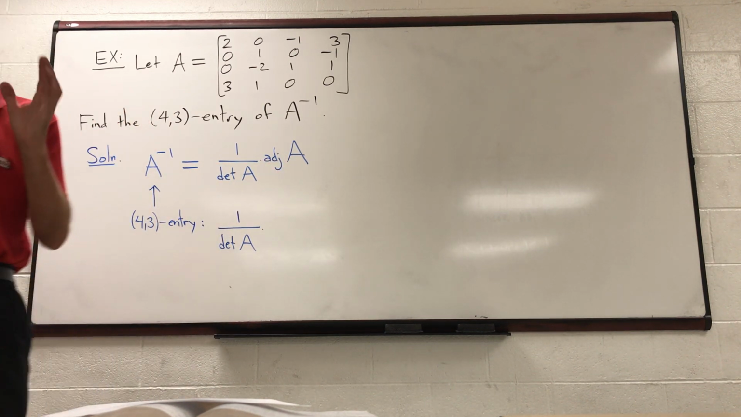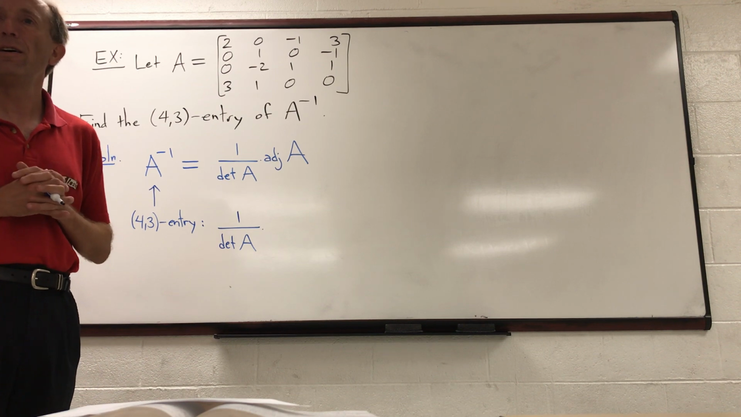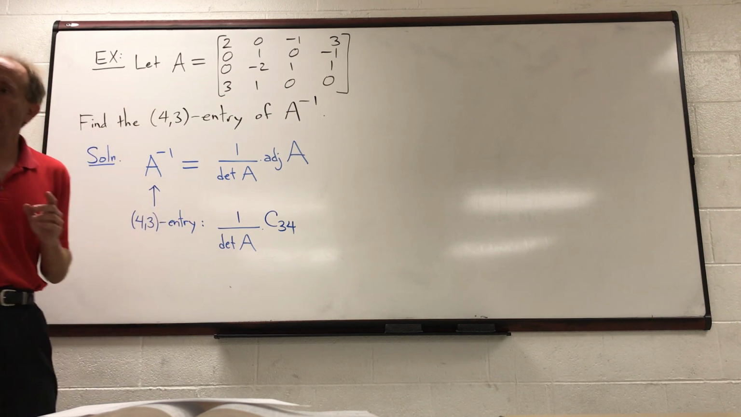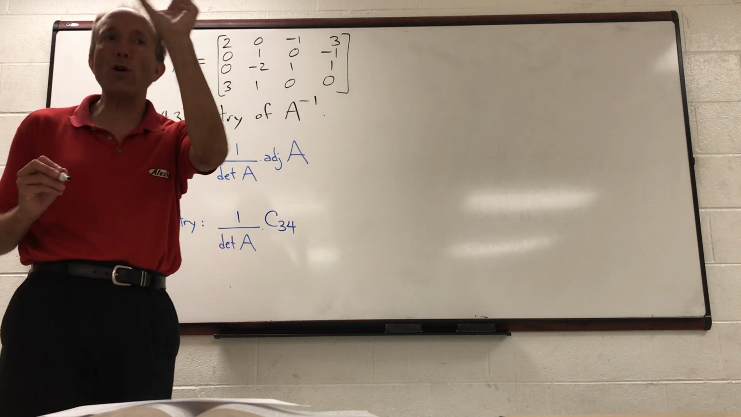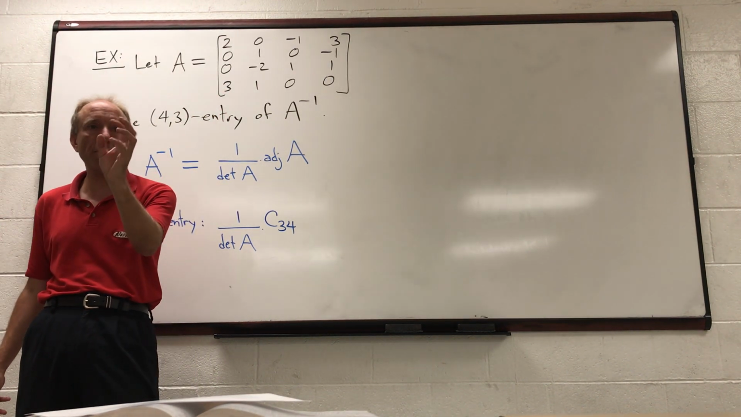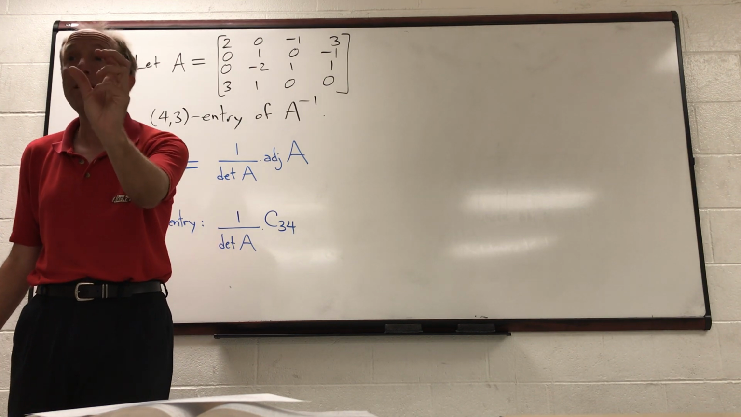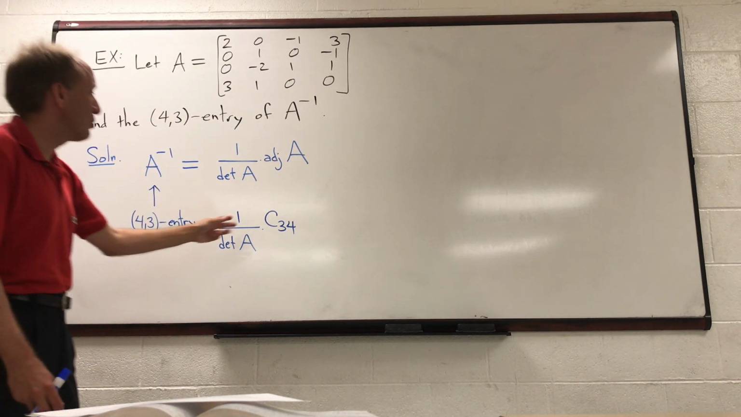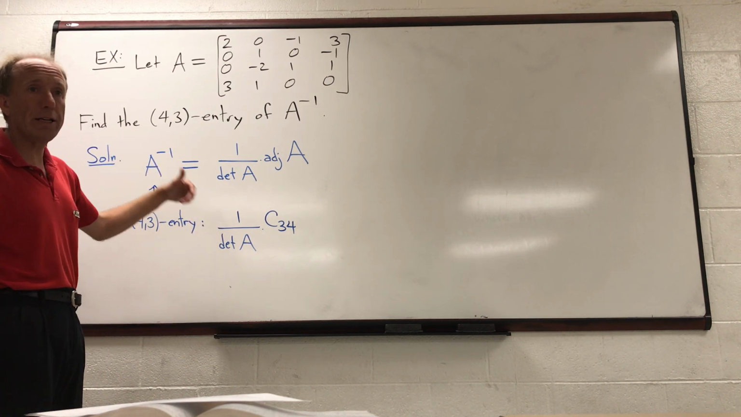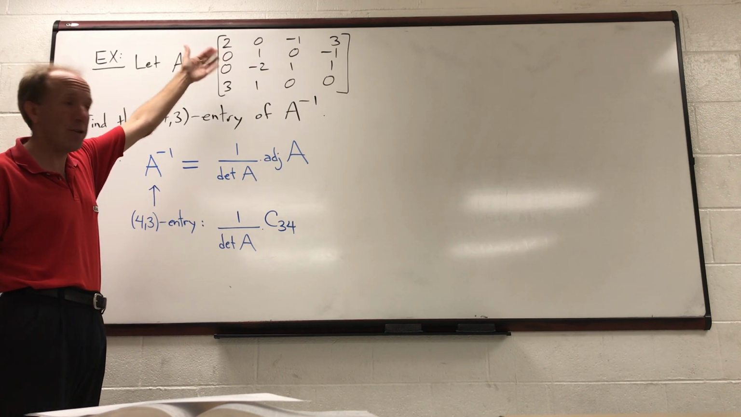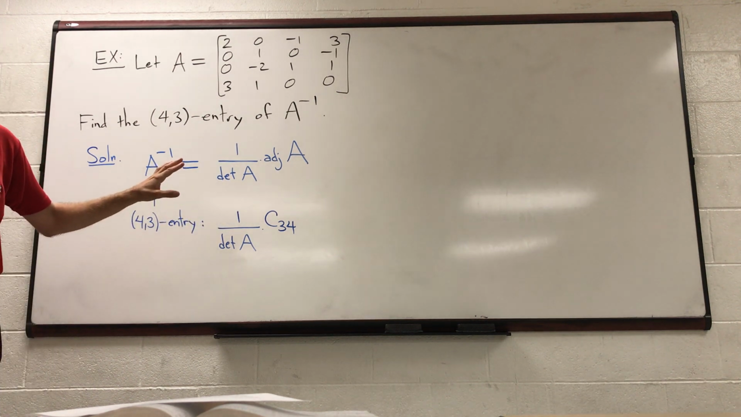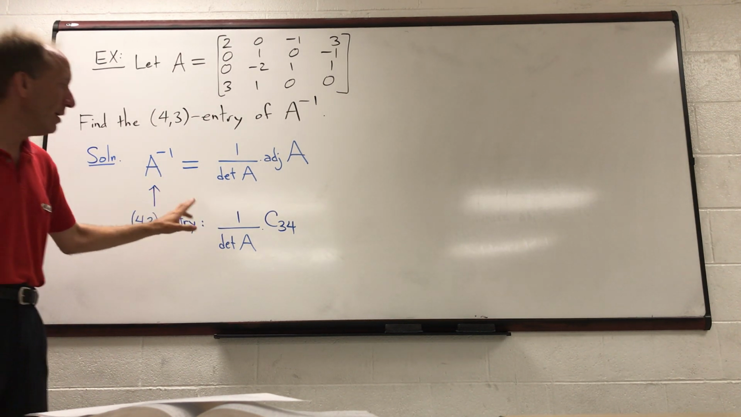What would be the 4, 3 entry of the adjoint? The 3, 4 cofactor, exactly, because remember, the adjoint is the transpose of the matrix of cofactors. When you transpose a matrix, the subscripts get swapped. So the 4, 3 entry comes from the 3, 4 cofactor. So we really just have to calculate two things: the determinant of this matrix, and the 3, 4 cofactor. Is everybody with me so far? Okay, great. Which one do you want to do first?